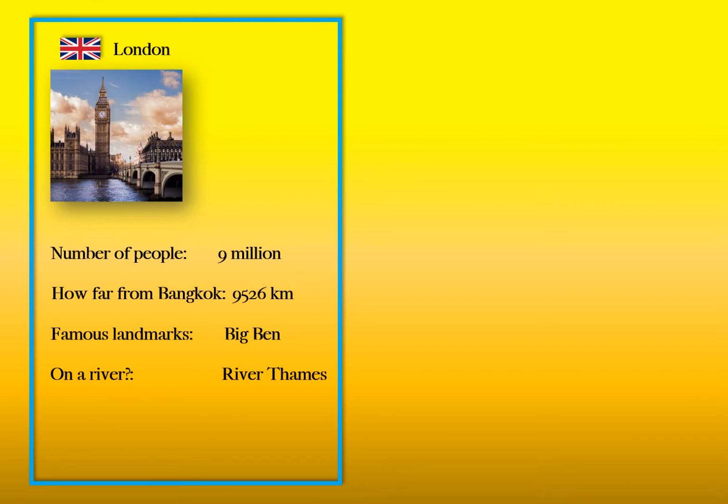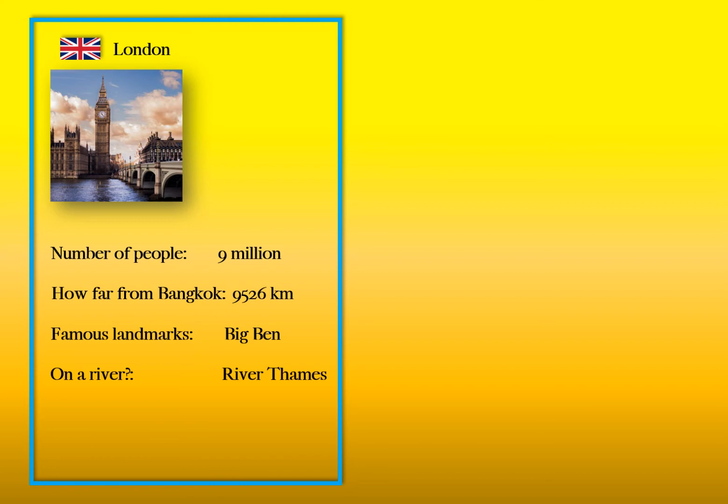Okay, I'm going to show you some information about each city. Information is something you need to remember about the city. You need this because when we finish, you are going to answer some questions. So let's read and listen. London. The number of people in London is 9 million. So London has 9 million people.